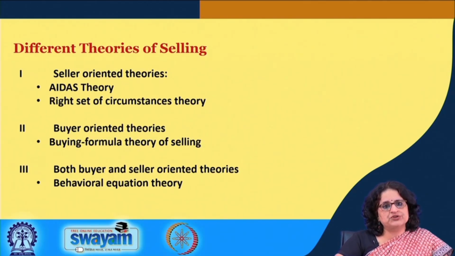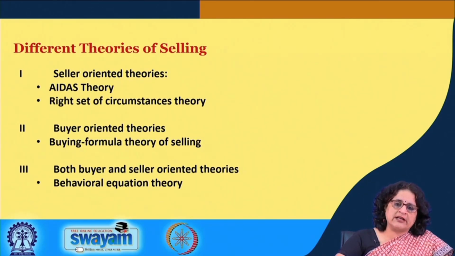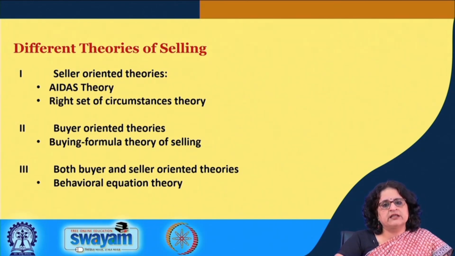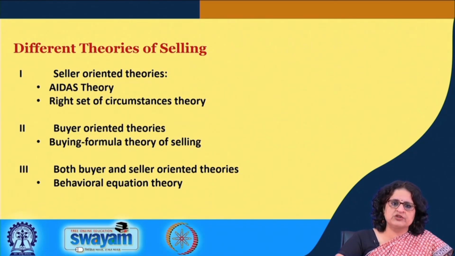There are other theories which are more seller oriented, which talk about how the salesperson must behave such that the consumer would be acting favorably. So there are theories which lay emphasis on the role played by the salesperson, and these are selling oriented theories. On the other hand, there are theories which lay emphasis on what goes on in the consumer's mind and how the consumer's mind must be studied by the salesperson so that the salesperson can devise an appropriate strategy. So these are more of buyer oriented theories, and then we also have theories which are both buyer and seller oriented theories.